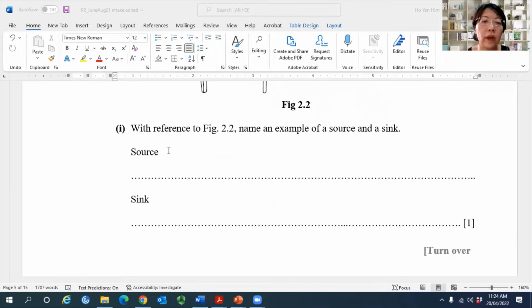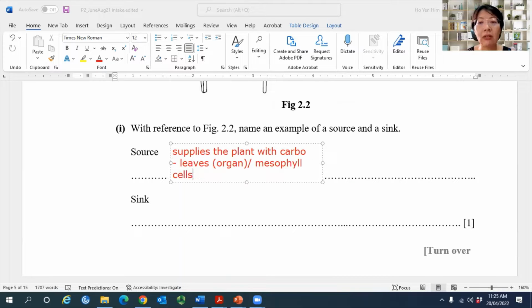So I'll take the opportunity for you to make sure you learn this correctly. Source is any part of the plant that supplies the plant with carbohydrate. So therefore, there are two parts. Either the leaves, which is the photosynthetic organ, or you can mention the cells in the leaf, the mesophyll cells, spongy mesophyll or palisade mesophyll cells, okay?